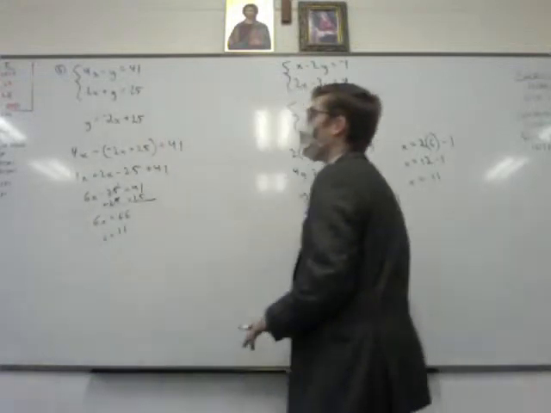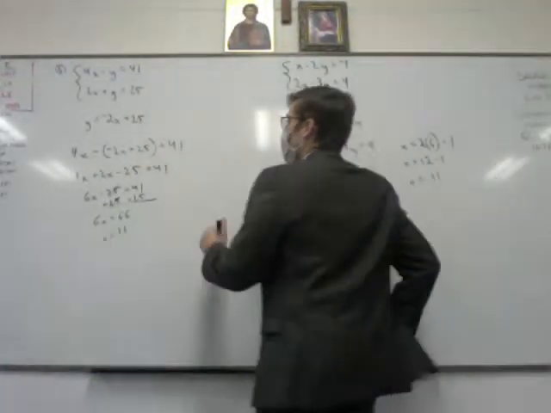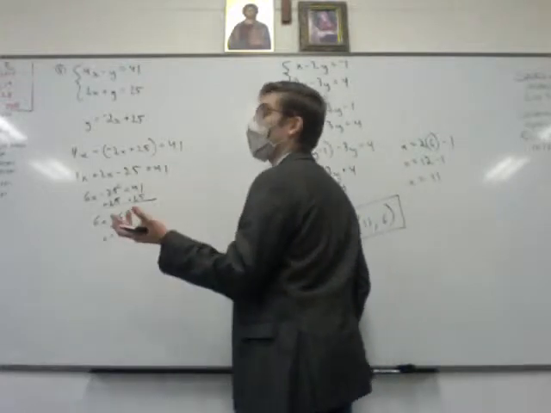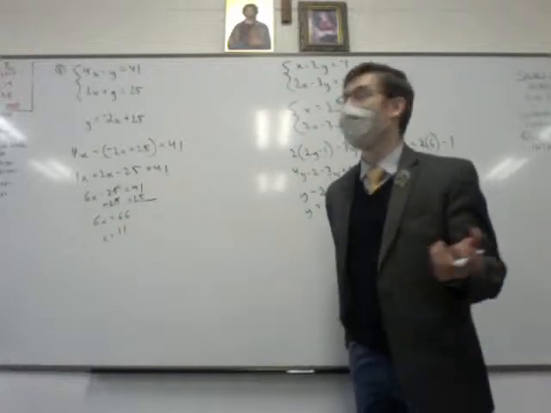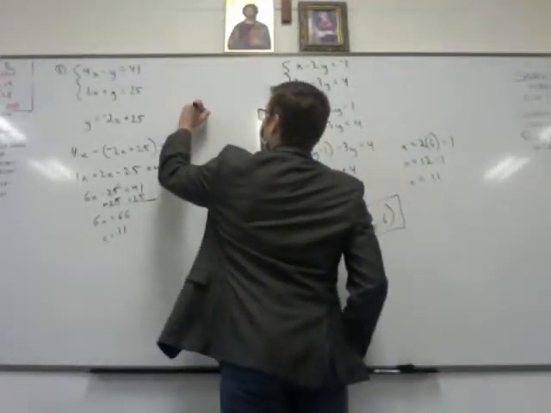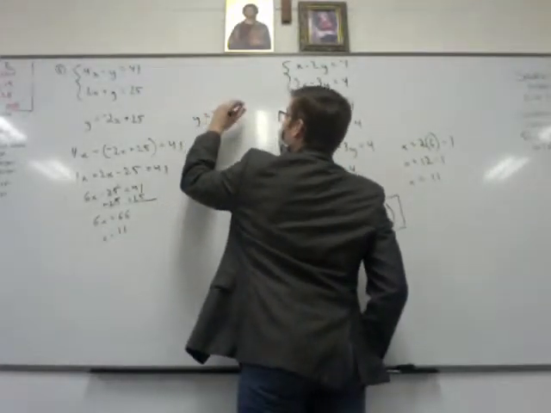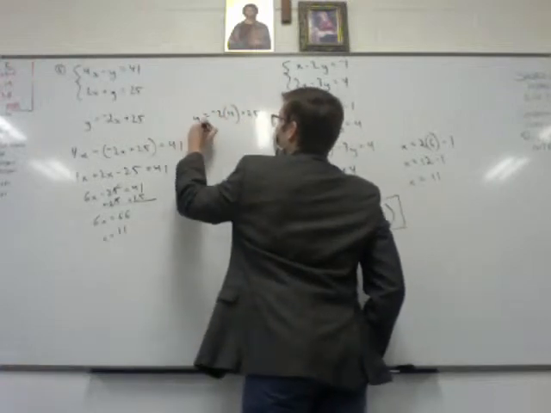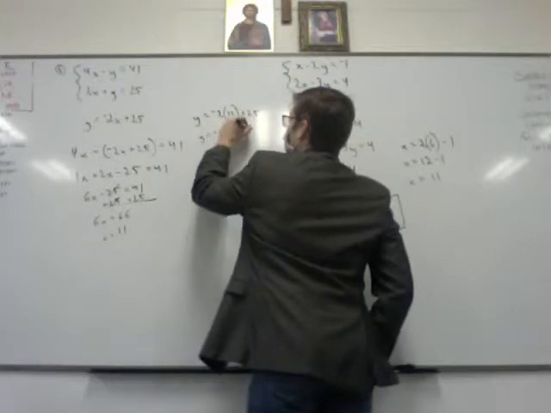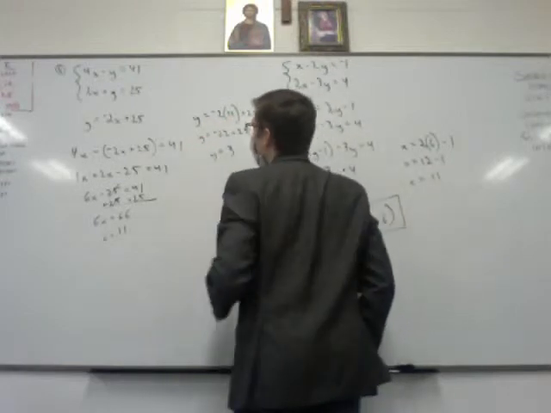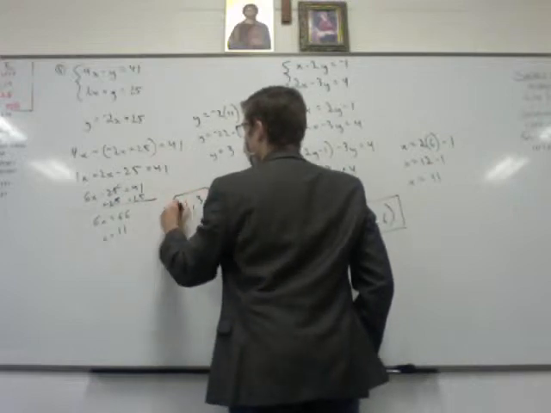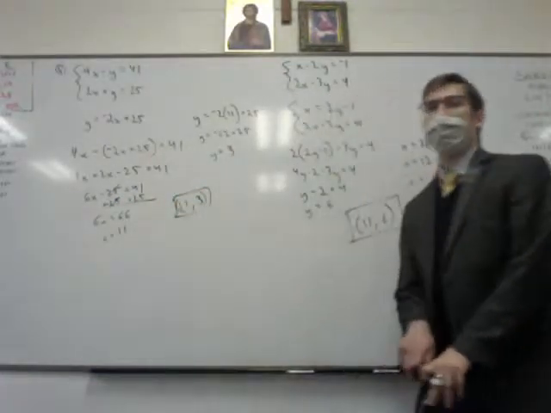Then what do we do? Find y. So let's find an equation that has y by itself already. Negative 2 times 11 plus 25. Negative 22 plus 25. Y equals 3. So our answer is what? 11 comma 3, in parentheses.